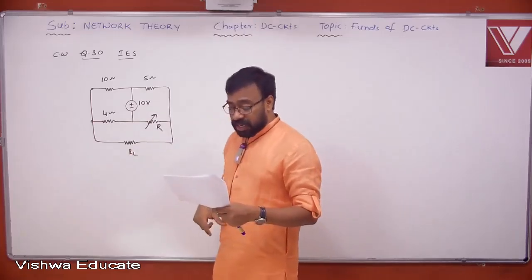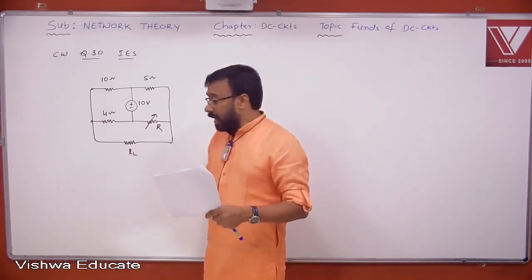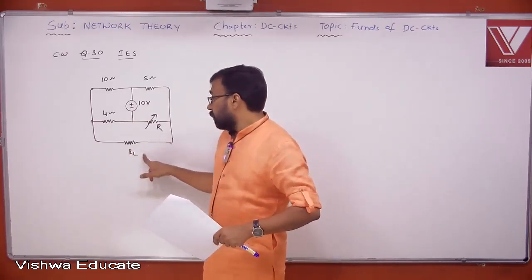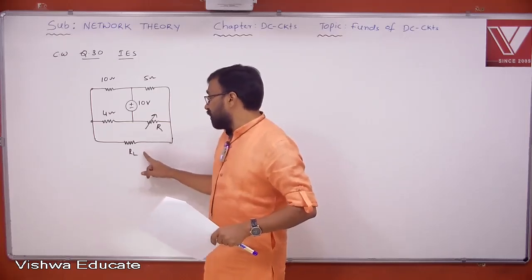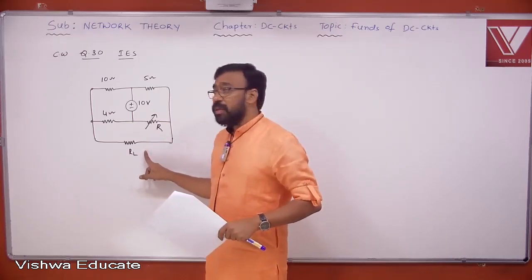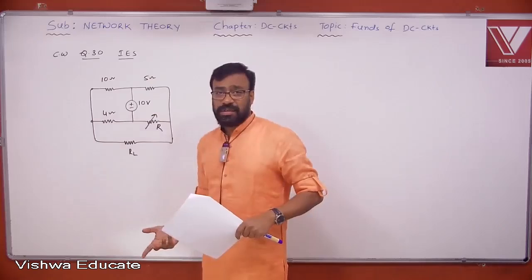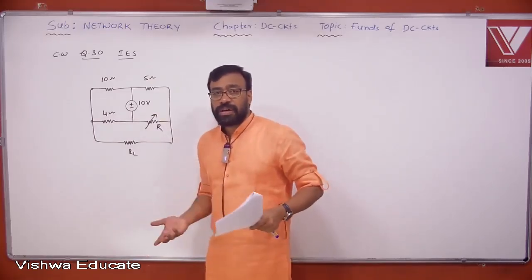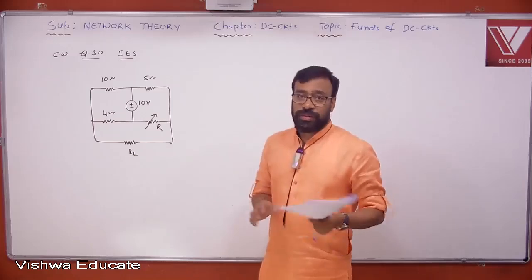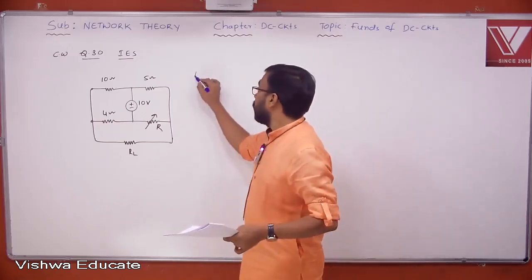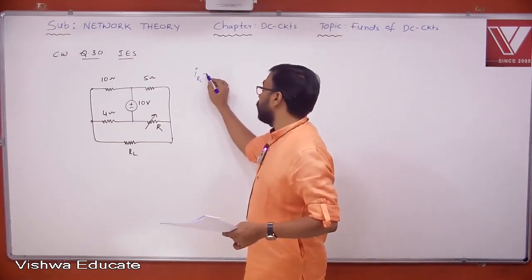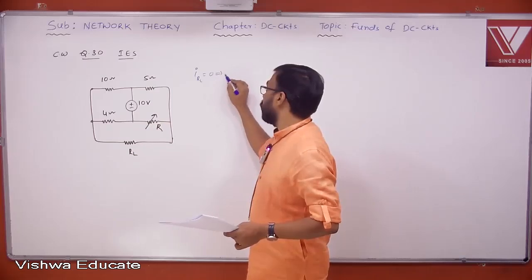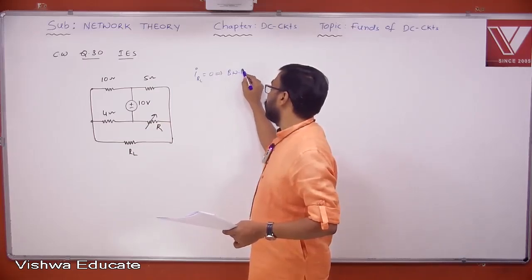But what is the question actually asking? To make the current in RL 0. See, when current through RL is 0, definitely this entire circuit will become balanced. Yes or no, all of you? So he is indirectly giving the condition for balanced only. So the current through RL is supposed to be 0. Current 0 refers to a balanced Wheatstone bridge.